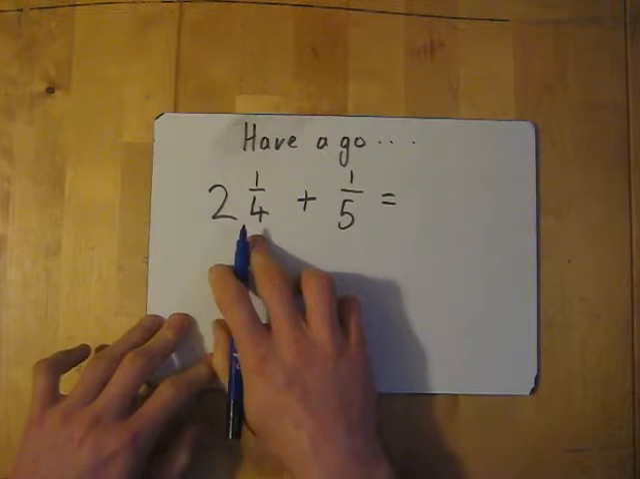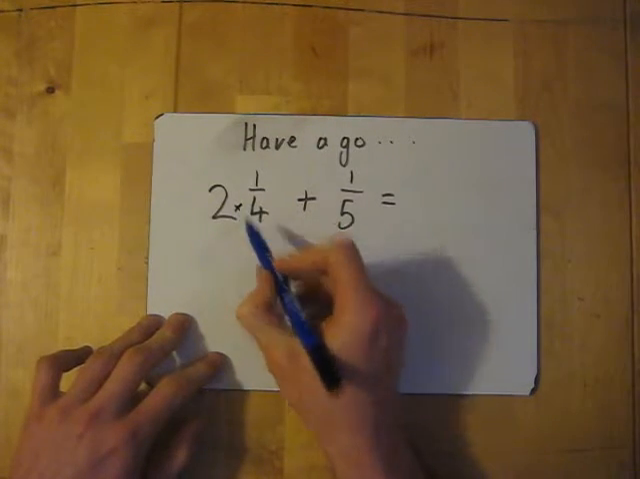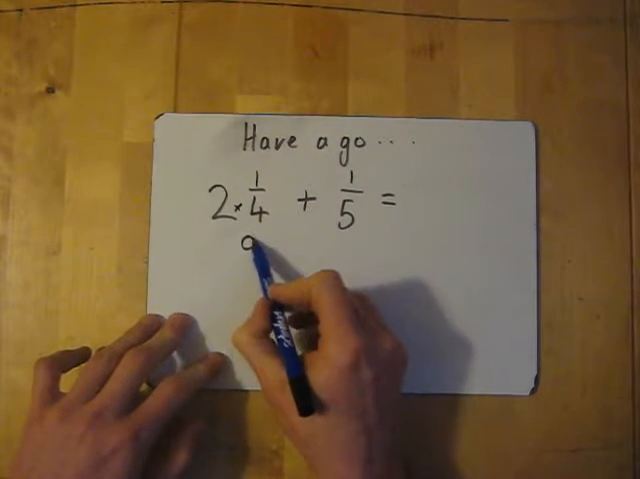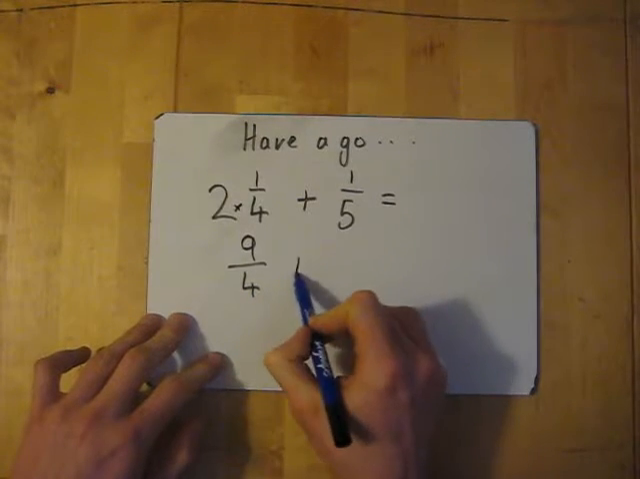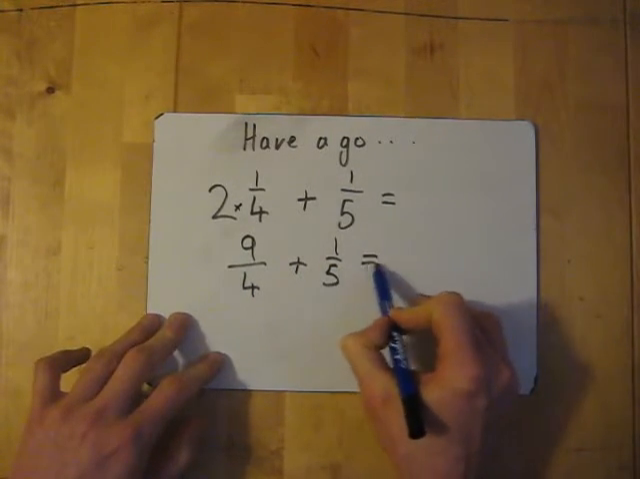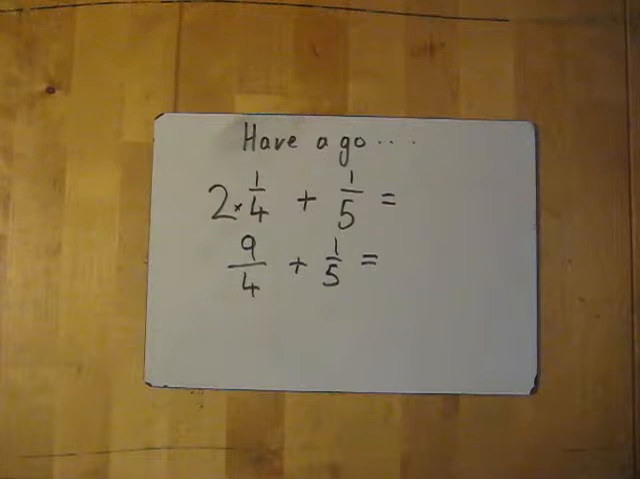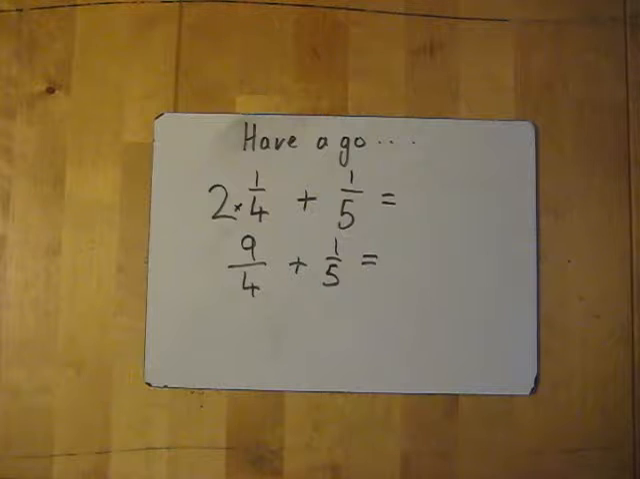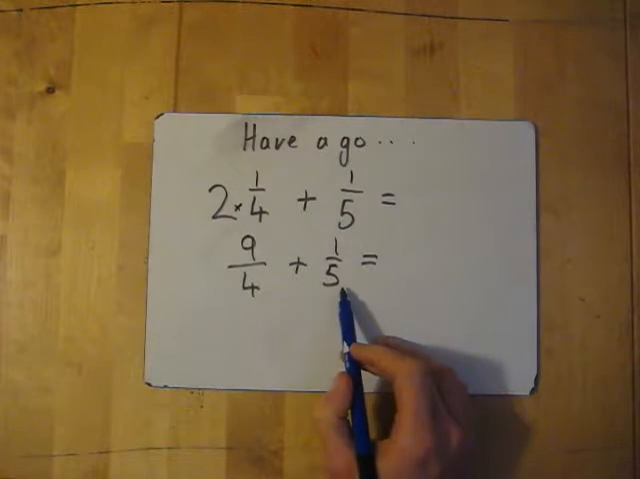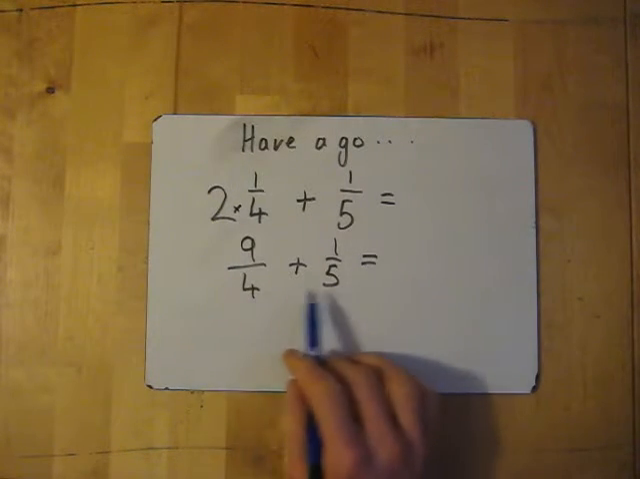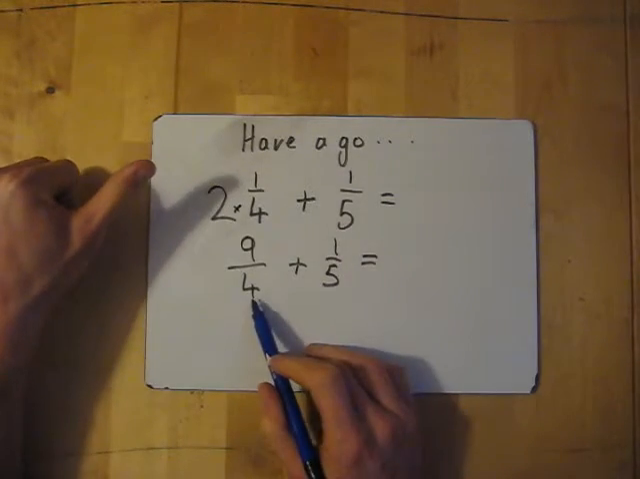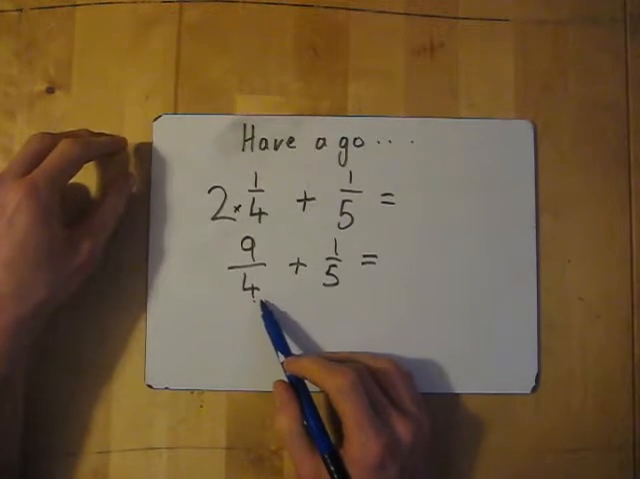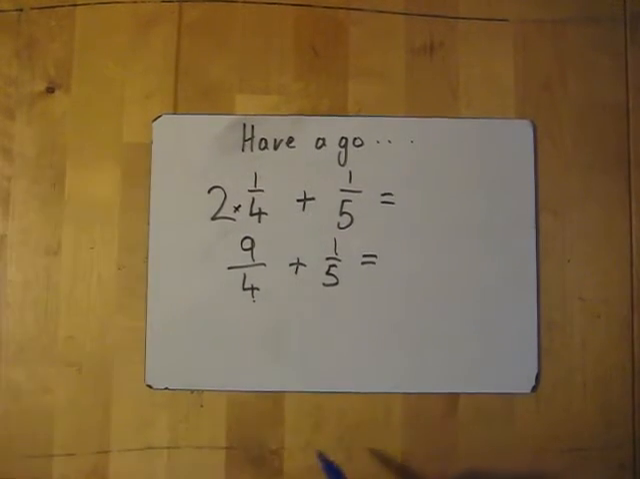Right, convert this into your improper fraction. So remember, ask your ma for help. So multiply, add. 2 times 4 gives me 8, and then add the 1 is a 9, so it's 9 over 4. Add 1/5. So we've got our two fractions that we can now look at the denominators, the bottom numbers, to find the common multiple. So if we look at these, 4 doesn't fit into 5, so these two don't work. So think about 10, that doesn't work because 4 doesn't fit in. 15 doesn't work either. 20 works for both.